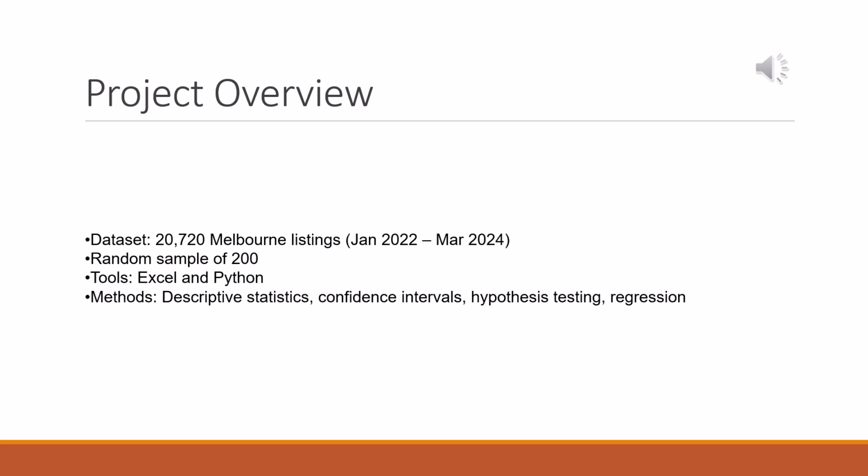I then used Excel and Python to perform various statistical analyses, including descriptive statistics, confidence interval estimation, hypothesis testing, and linear regression. These techniques help me uncover trends in property prices, distances from the CBD, and relationships between variables like number of bedrooms and sale price.